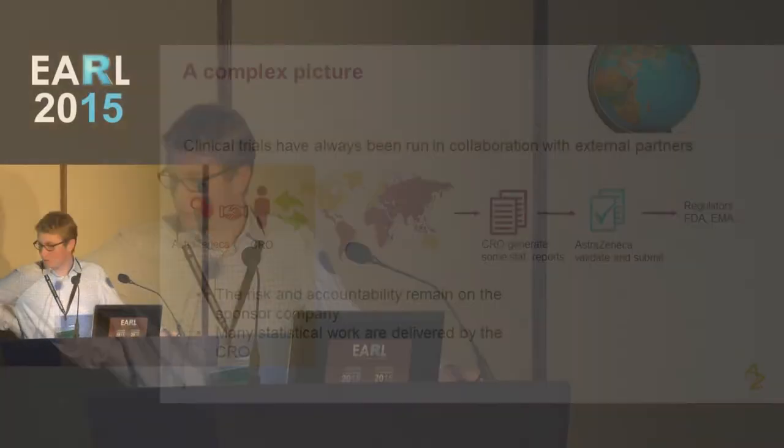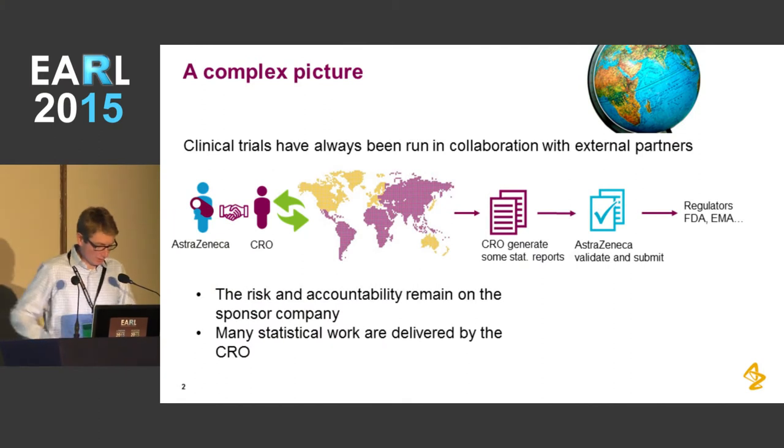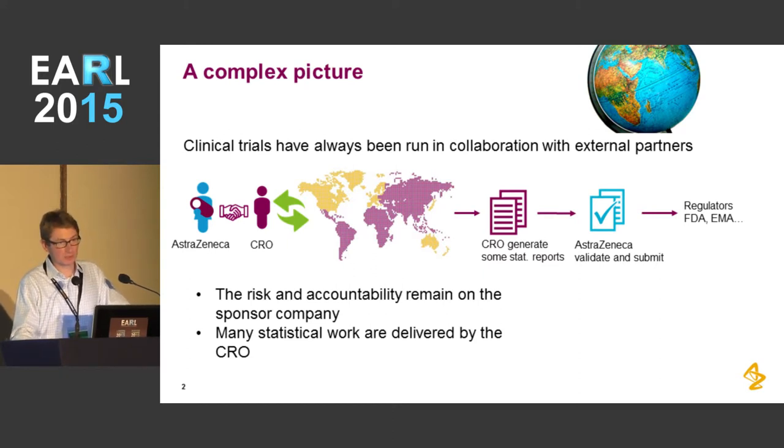So I will give you an example today of the type of interaction we have, the type of work we do, and why we needed to have a smart, agile solution as we developed. It's a pipeline which is fairly generic. You have the sponsor company, which could be, for example, AstraZeneca developing a drug, and we want to test the hypothesis: is it working, in fact.